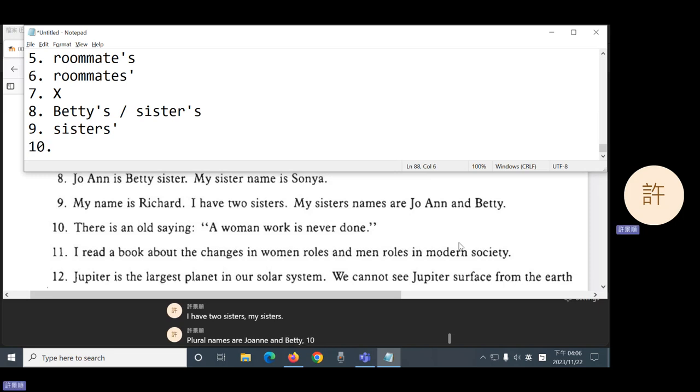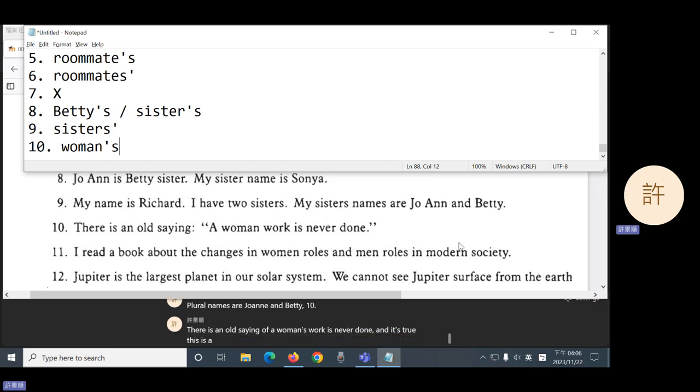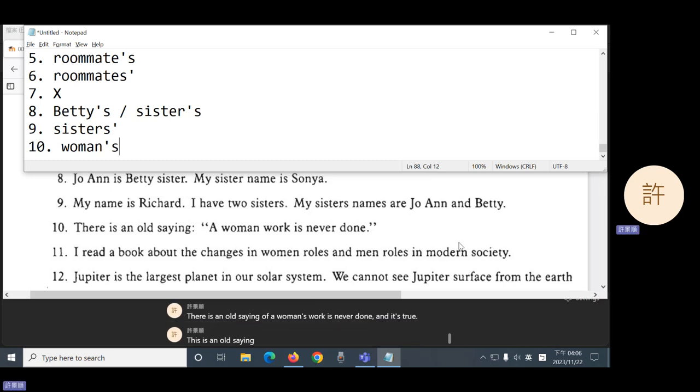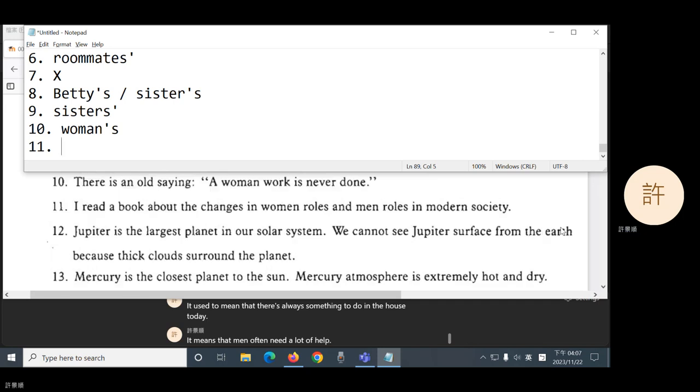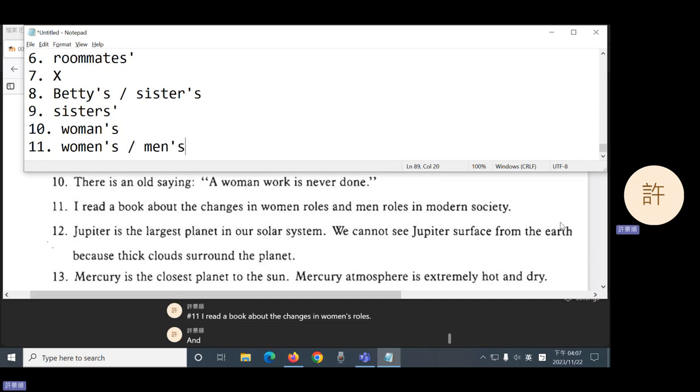Ten. There is an old saying, a woman's work is never done. And it's true, this is an old saying. It used to mean that there's always something to do in the house. Today, it means that men often need a lot of help. Number 11, I read a book about the changes in women's roles and men's roles in modern society.